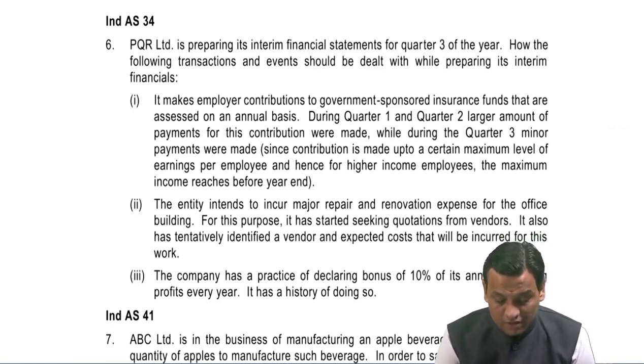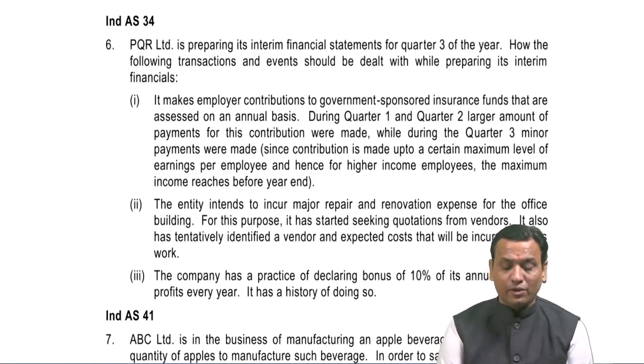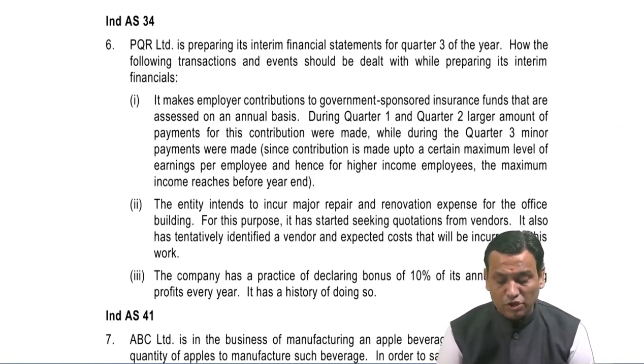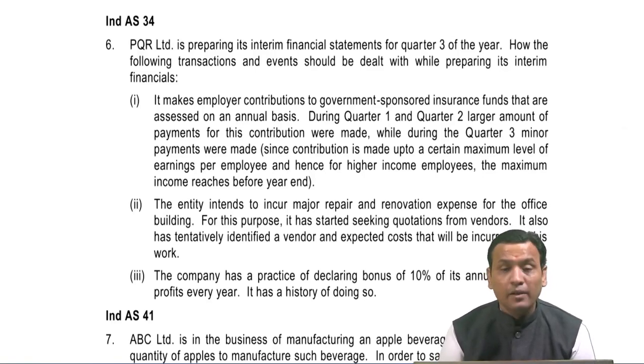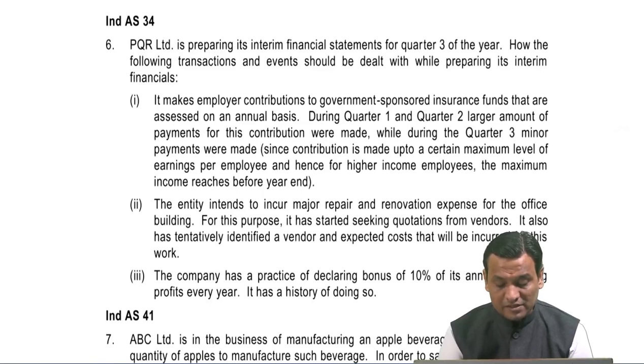During quarter 1 and quarter 2, large amounts of payment for these contributions were made, while during quarter 3, minor payments were made, since contribution is made up to a certain maximum level of earnings per employee, and hence for higher income employees, the maximum income is reached before the year end.